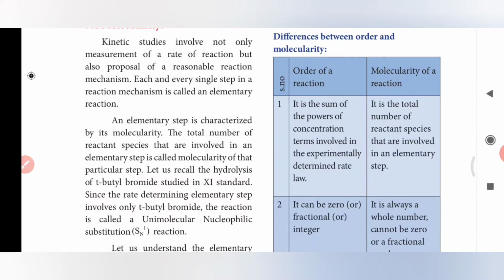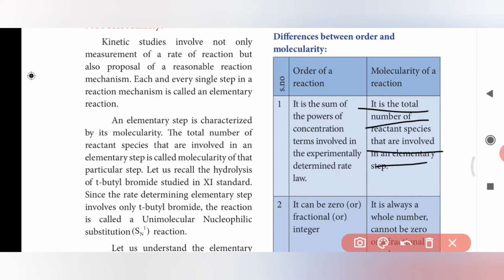And molecularity is the total number of reactant species involved in an elementary step. That is nothing but the number of reactants involved in a chemical reaction. That is the molecularity of a reaction.